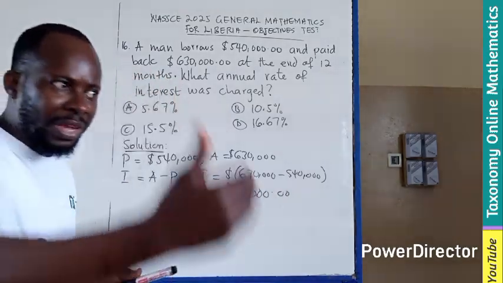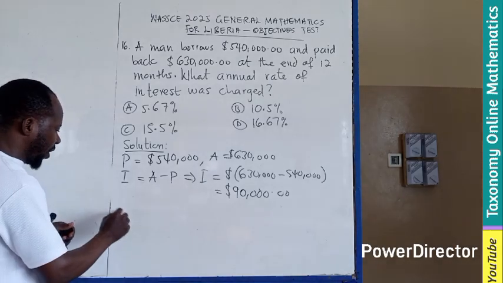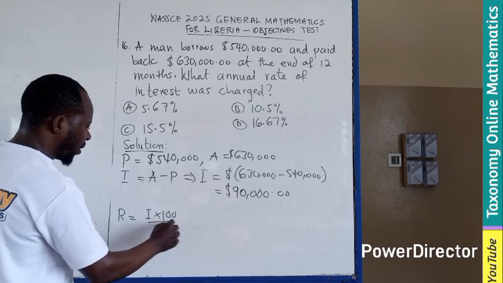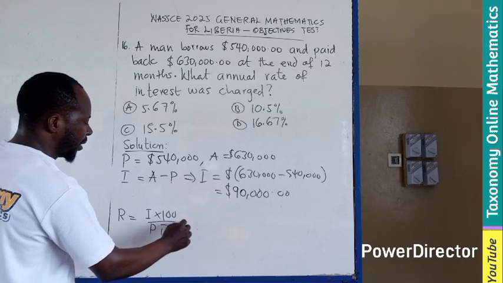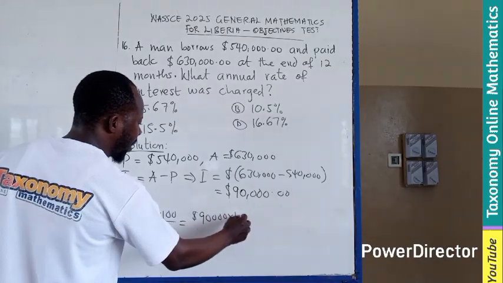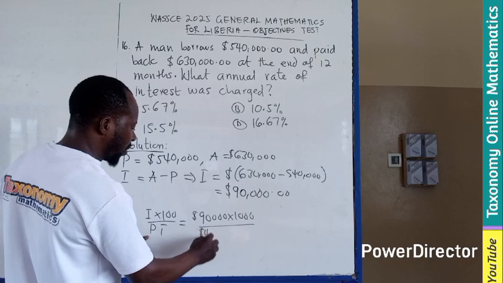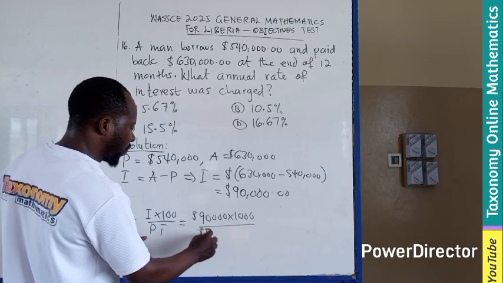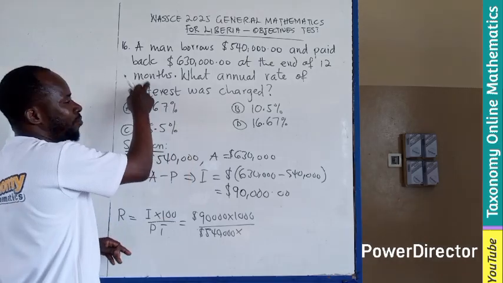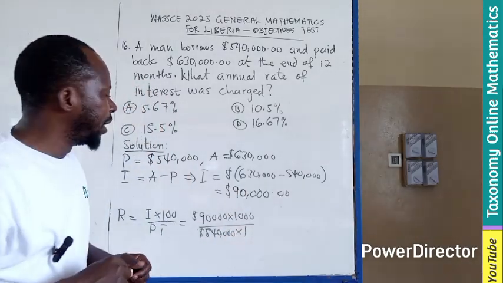So now we are looking for the rate of interest. Remember, in calculating the rate, your rate of interest will just be the interest accrued times 100 divided by principal times the time. So I am having 90,000 times 100 divided by the principal, which is 540,000, times the time, which is 12 months, and the time is calculated in years. So that is 1 year.